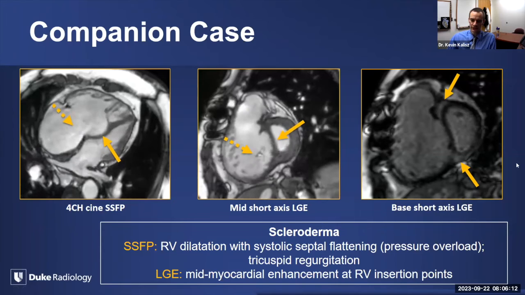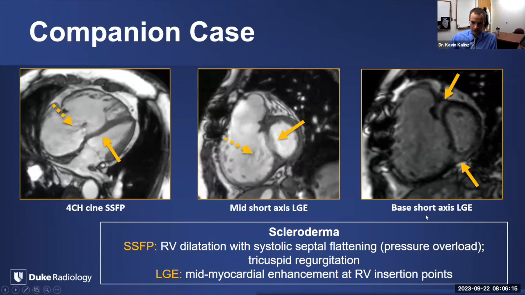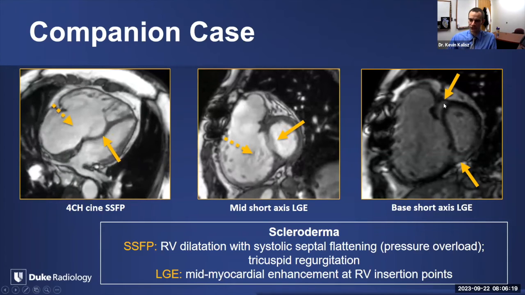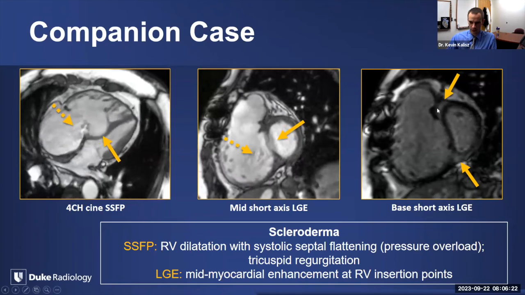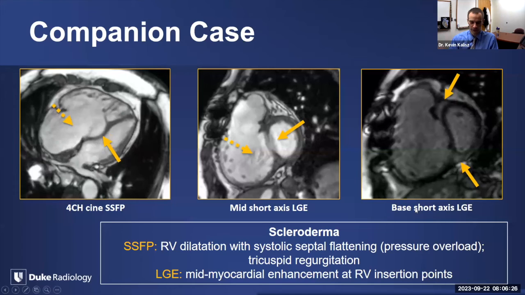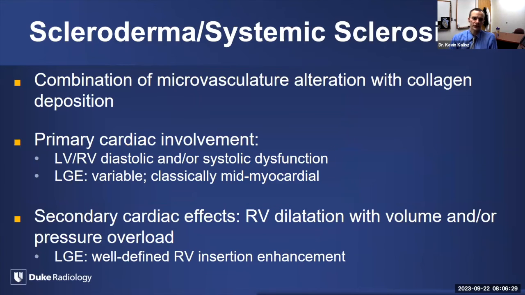What we typically see here in RV pressure overload, again, usually the right ventricle is the more abnormal finding, but this tends to be a little bit more well-defined, a little bit more fine compared to hypertrophic cardiomyopathy insertional point enhancement. So just a couple last words about scleroderma or sclerosis or complications thereof. Again, it can be with primary cardiac involvement, in which you can get, due to the scleroderma itself, right and/or left diastolic or systolic dysfunction.